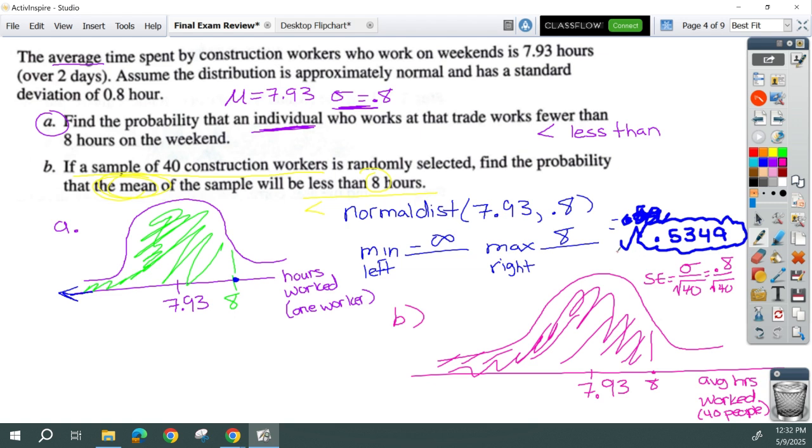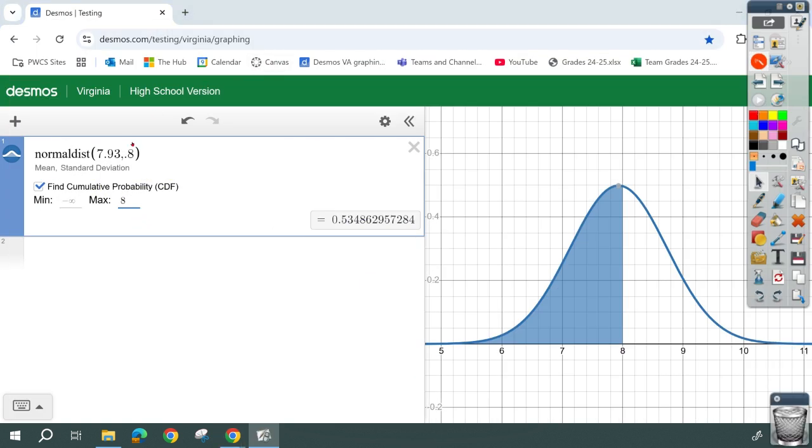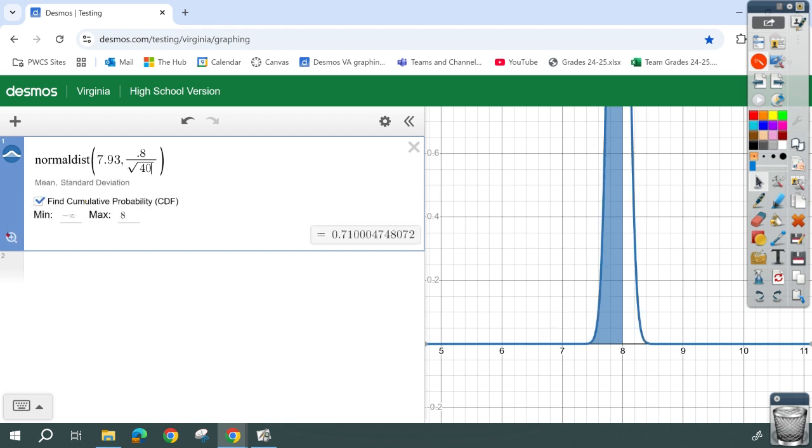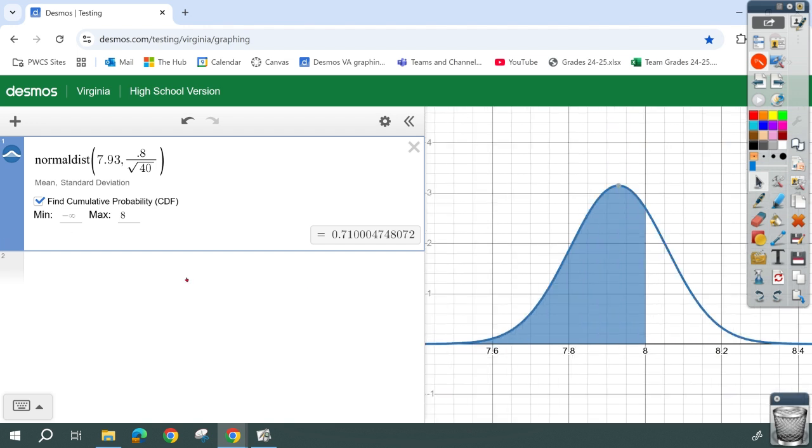When I go to Desmos, it's largely going to be the same input. The only thing that's going to change is I'm not just going to type in 0.8 where the standard deviation goes. I'm going to type in 0.8 divided by square root of 40, and we can just type it in just like that. So if you have it still pulled up on Desmos, all we have to do is divide that 0.8 by the square root of 40. And you can see that our picture changed because we no longer have the same standard deviation, and also our area changed. So it went from between 54 and 55 to 71% of the area.